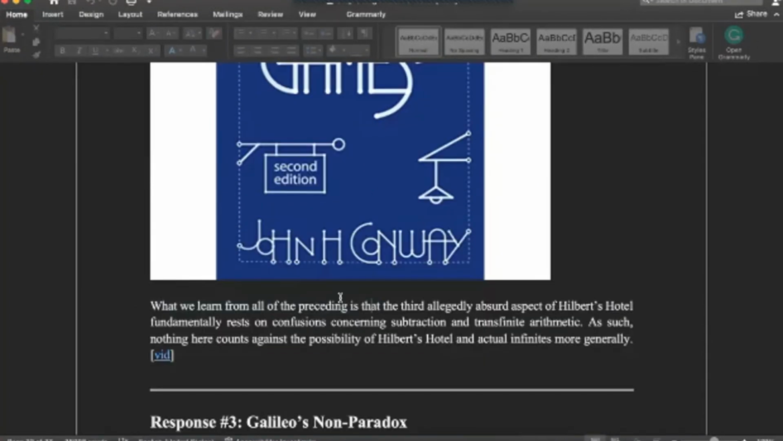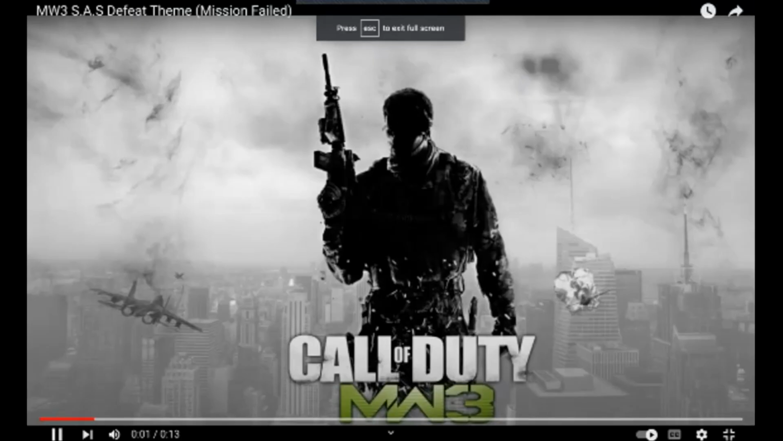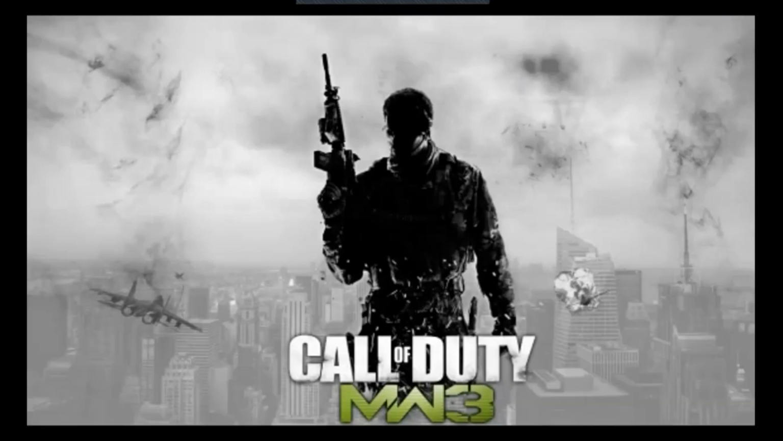What we learn from all of the preceding is that the third allegedly absurd aspect of Hilbert's Hotel fundamentally rests on confusions upon confusions concerning subtraction and transfinite arithmetic. As such, nothing here counts against the possibility of Hilbert's Hotel and actual infinites more generally. Mission failed. We'll get them next time.